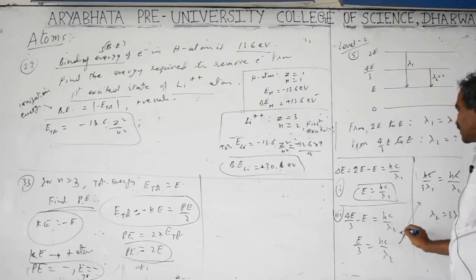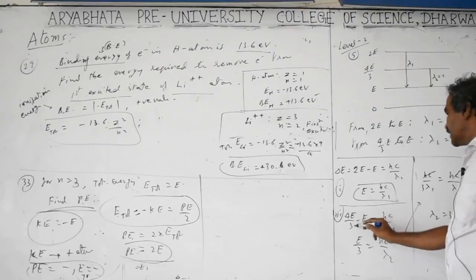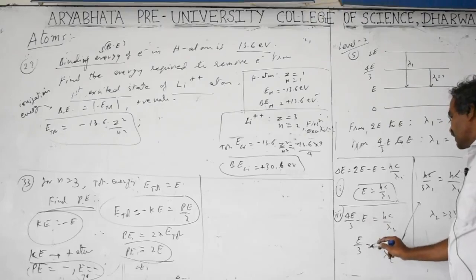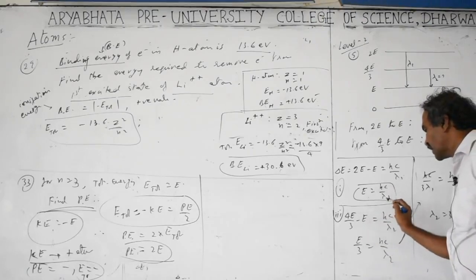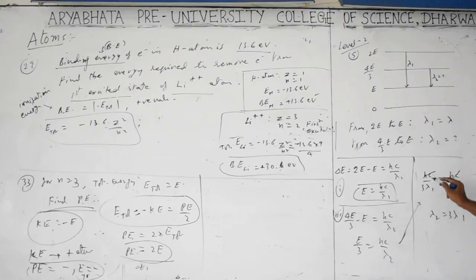Delta E is equal to Hc by lambda 2. 4E by 3 minus E, if you take the LCM, is equal to E by 3. E by 3 equals Hc by lambda 2. What is E? We got it from the previous expression, E equals Hc by lambda 1. So this becomes Hc by lambda 1 into 3, that is 3 lambda 1, equal to the right side, Hc by lambda 2. Hc cancels out. What you get is lambda 2 equal to 3 times lambda 1, that is the answer.